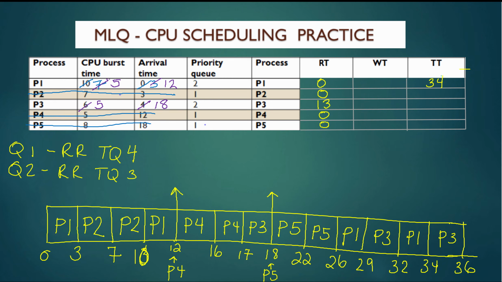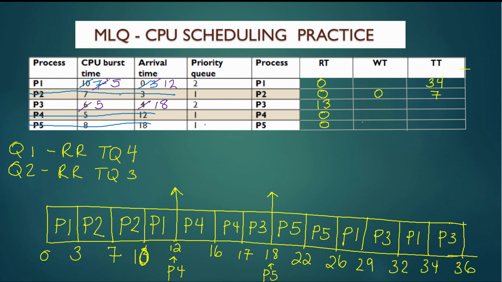P2 finished at time 10, arrived at time 3, so P2 has a turnaround time of 7 time units. All of those 7 time units were spent executing using its CPU burst, so therefore P2 never waited at all.